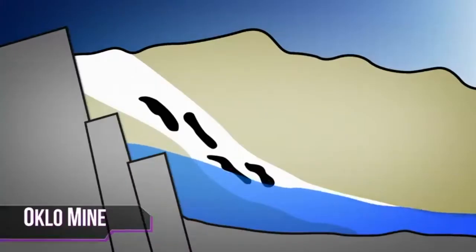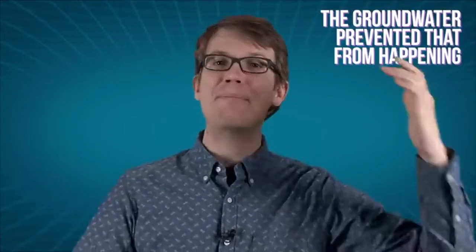Groundwater, to be precise, which continuously flowed into the site, slowing the neutrons down enough that they had time to hit other atoms of uranium-235 and keep the chain reaction going. Now, you'd think that with all these atoms getting split and energy being released, things would spin out of control pretty fast. But it turns out that the groundwater prevented that from happening as well.